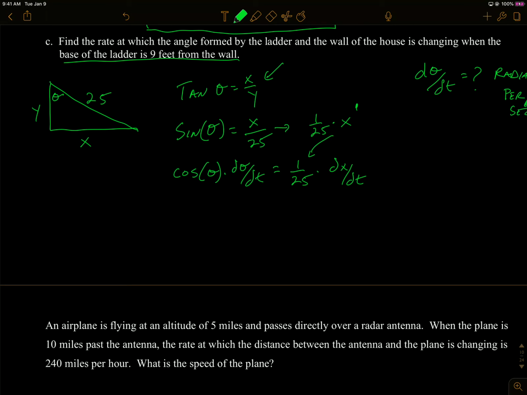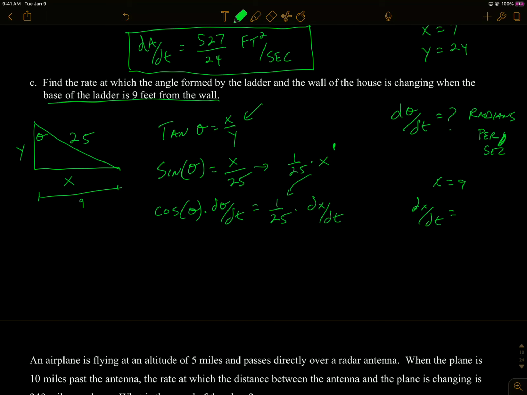I know that when the base of the ladder is 9 feet from the wall, so we're going to freeze it in time, this distance now is 9 at that moment. So x equals 9. We have dx dt from, well, hold on, sorry. I don't think we have dx dt unless they tell us. Find the rate at which the angle formed by the house is changing when the base of the ladder is 9 feet from the wall. Yeah, so let's first figure out, we've got x is 9, so let's look at finding what y is first at this instant. We're going to need that.